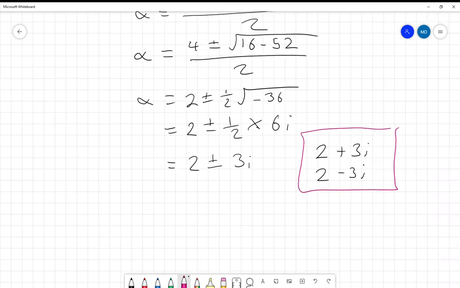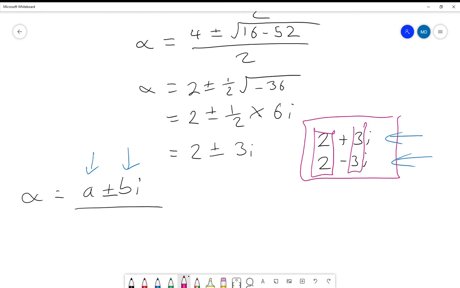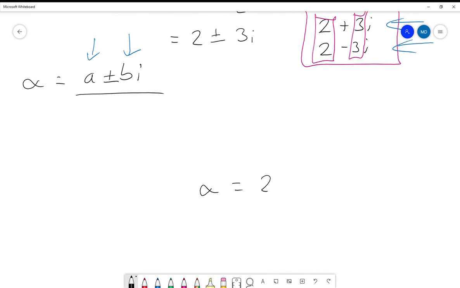So we can think of this as, in general, we'll have our solutions being alpha equal to a plus or minus bi. We still have two situations here, but the two things are basically this and this, rather than this and this. So you want to think of it in terms of the coefficients of the real and imaginary part. And I'll show you why in a minute. So we have our two solutions: alpha is equal to 2 plus 3i, and alpha equals 2 minus 3i.